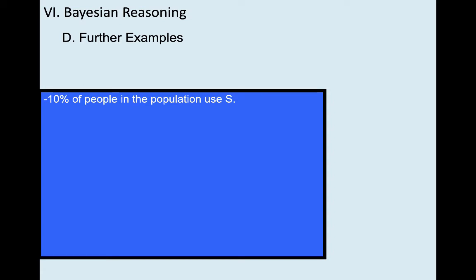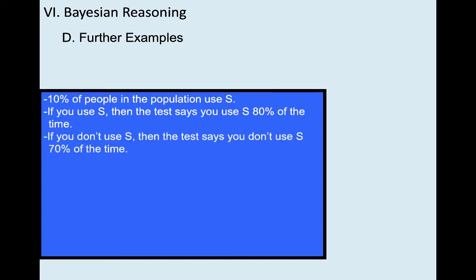So suppose 10% of people in the population use a steroid. This is another of the examples that was on the homework that you were supposed to have done. So I should say, if you didn't do that, do it before you watch this. If you use the steroid, then the test says you use this steroid 80% of the time. If you don't use the steroid, then the test says you don't use the steroid 70% of the time.